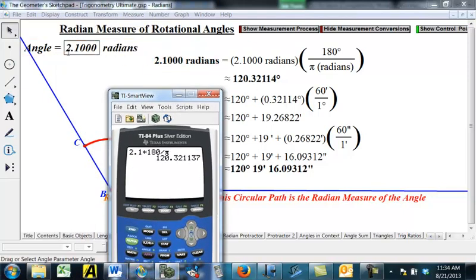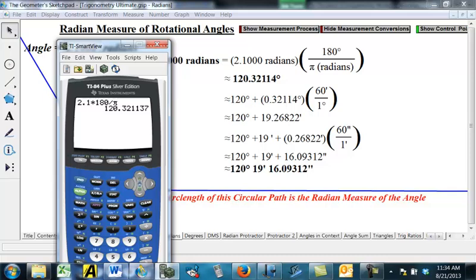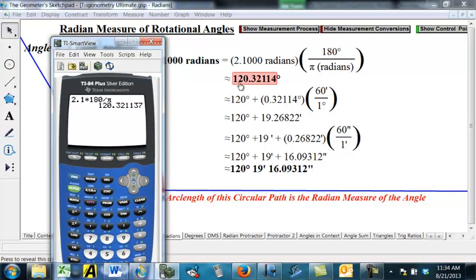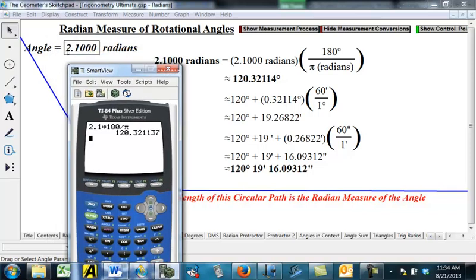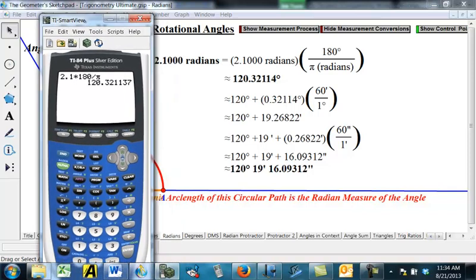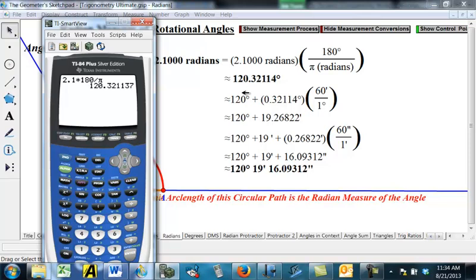This is really, well, if these zeros are significant, that's 5 significant digits, and so this should be 5. It should really be 120.32 and stop there. If this was just 2.1 rounded to the nearest tenth of a radian, then we would round this to 120, rounded to the nearest 10.